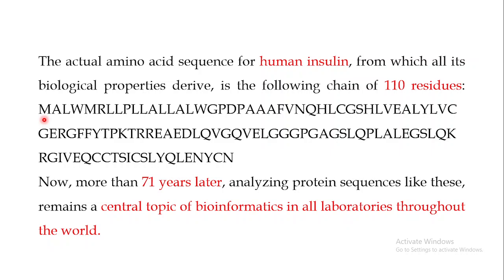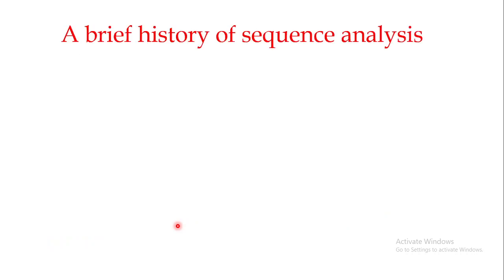Now, more than 71 years later, because the first protein sequence was determined in 1951 and we are now sitting in 2022, analyzing protein sequences like these, as I have given you the example of the sequence of insulin, remains a central topic of bioinformatics in laboratories throughout the world. The reason is very obvious: proteins are very important for the normal physiological functions of any living organism.